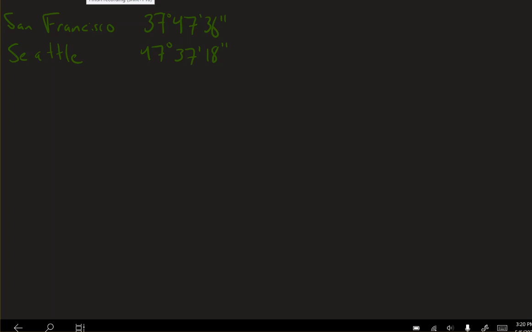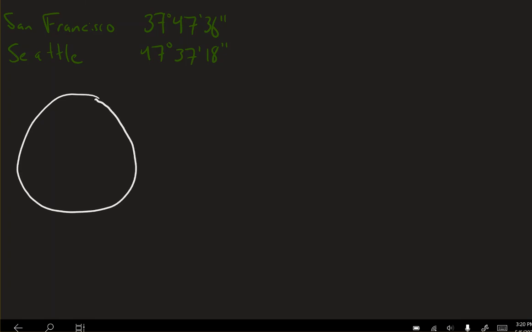Question number 62. Assume the Earth has a radius of 4,000 miles, and these two cities are on the same longitude. Therefore, one city is due north of the other. Find the distance between the two cities.